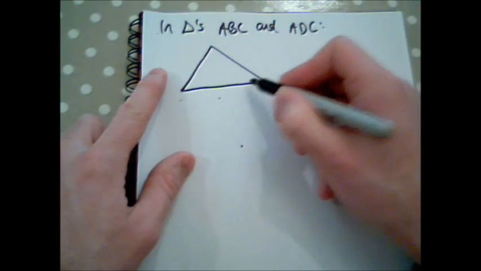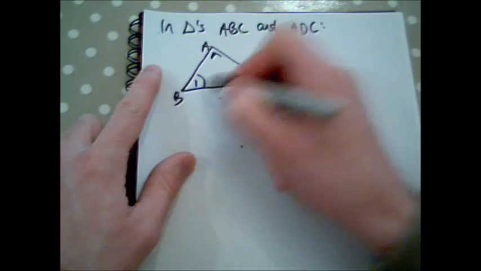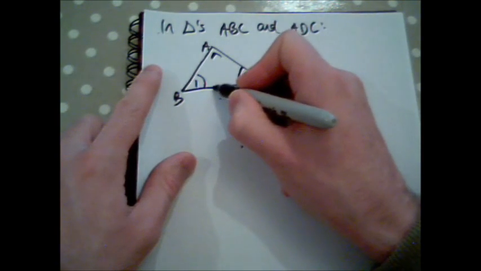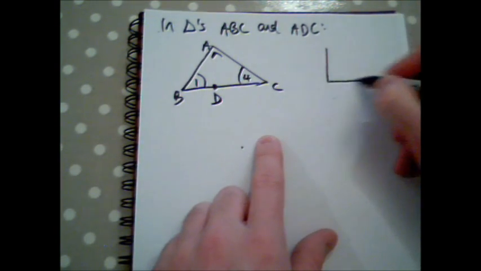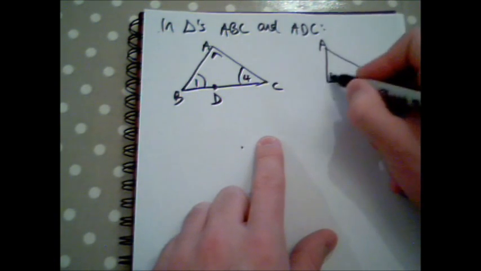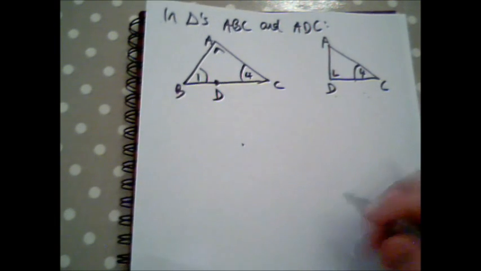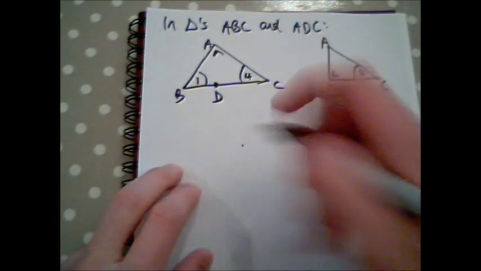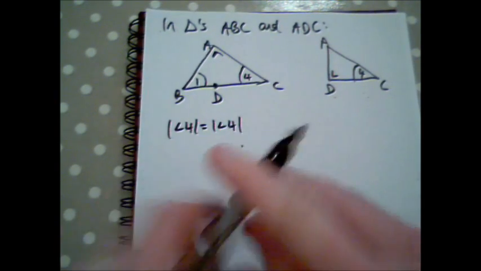So here's ABC again, right angle up the top, 1 here, 4 here. Let's mark in D just to kind of remind ourselves where we are. And ADC is this bit, the right hand bit, so that's still the angle 4. So in these two triangles, the angle 4 equals the angle 4 because they're common.